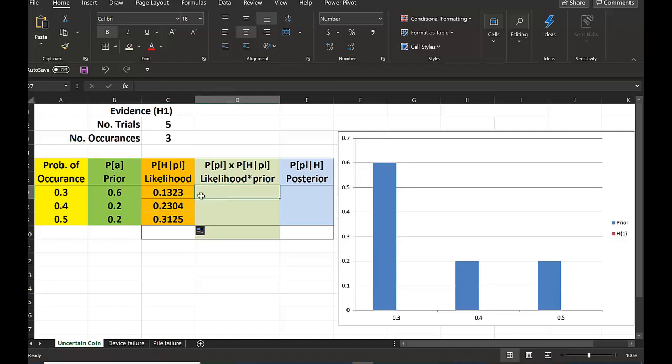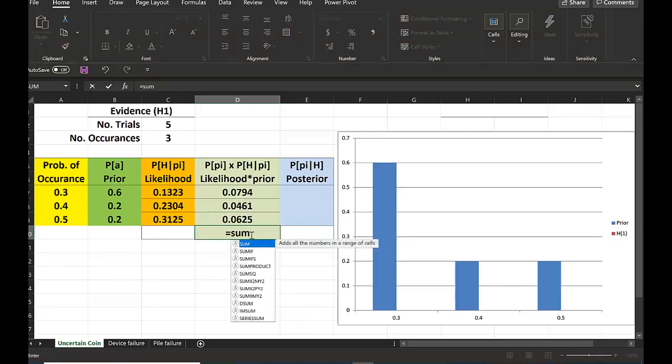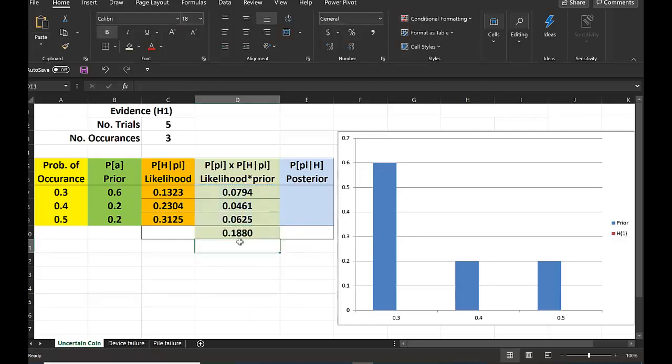Now let us calculate the normalization constant. First is likelihood times prior, and this value is the prior, and then if I sum, I will get the normalization constant. And this is also the probability of getting a head. So this is equal to P(H), which is asked in the problem.